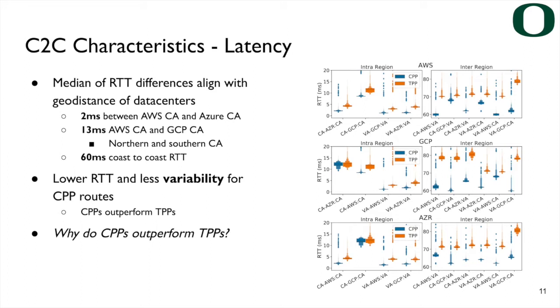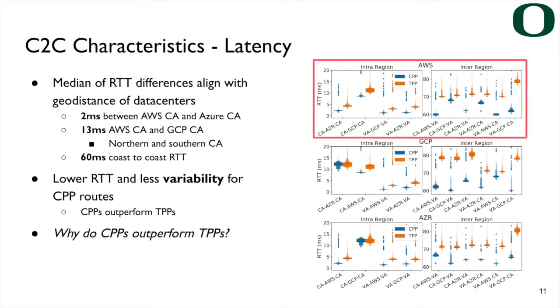So in terms of characteristics of these cloud-to-cloud paths, the first characterization that we present is the latency of these paths. For our representation of our measurements, we rely on figures that you see on the right-hand side of this slide. There's a lot of information packed into this figure, so I'm going to break it down.